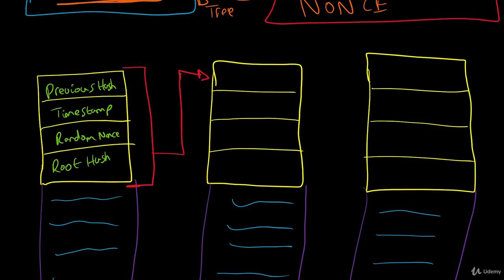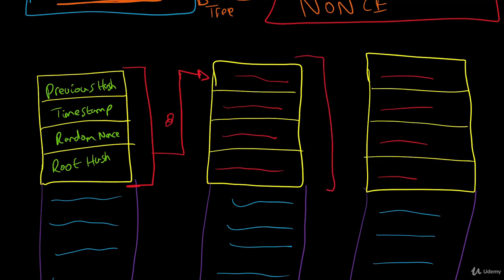You can think of this as a chain. I'll try to draw a chain here. So when blocks are chained together, that's how blockchain gets its name. So we have the previous hash here, we have the timestamp, the random nonce, the root hash. It's the same thing for this one. And again, the entire block's hash forms the previous hash. So that is the structure of a block.